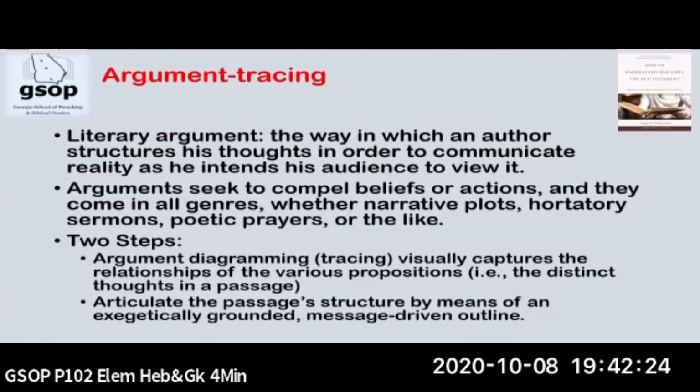Okay, and so argument tracing. Well, an argument isn't like you and I arguing. An argument is basically the way in which the author structures his thoughts to communicate the reality that he intends the audience to view. So it's how the author communicates his thoughts to get his point across or to persuade his audience. An argument seeks to compel beliefs or actions.